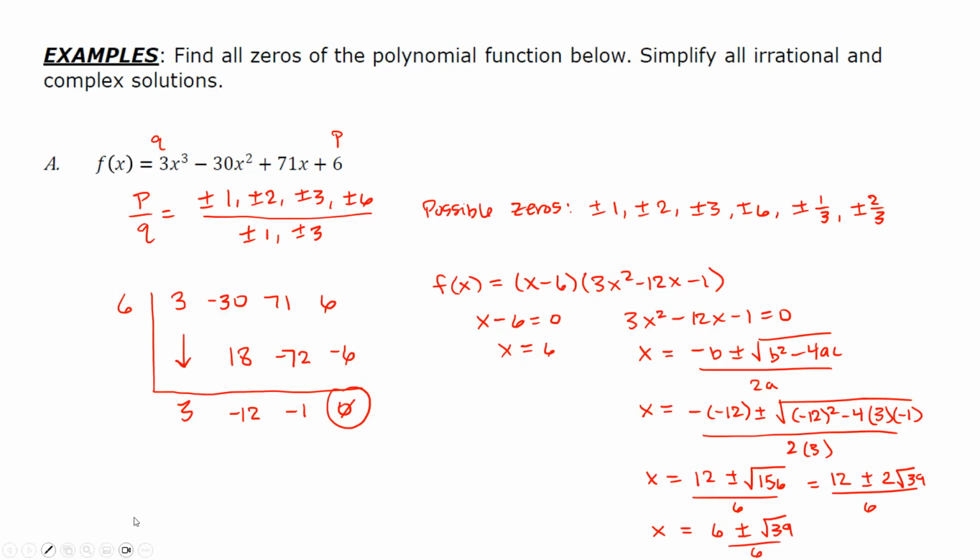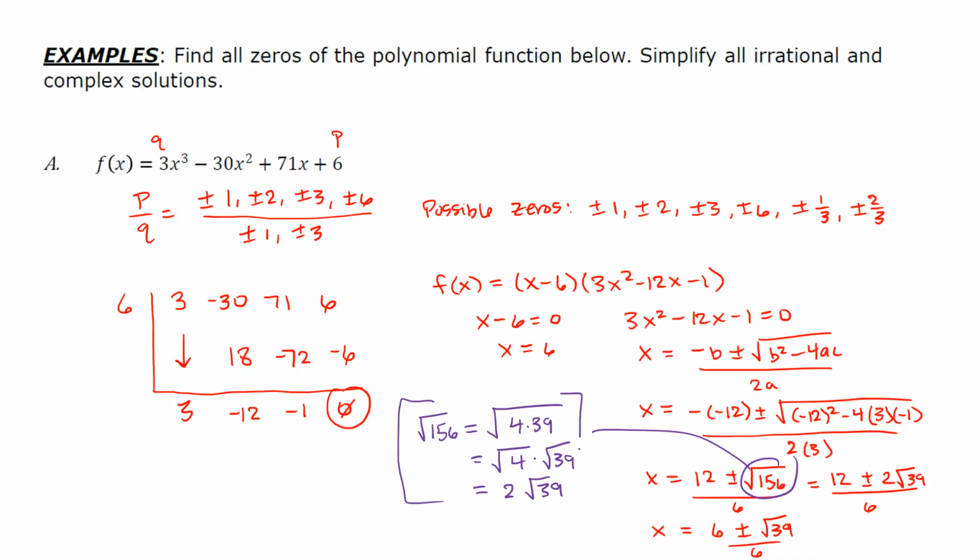So just for review with square roots, if I have the square root of 156 and I'm trying to simplify it, I want to find a perfect square that is a factor of 156, and that is 4. So 4 times 39 equals 156. Using the properties, I can split the square root into 2 factors, which will allow me to simplify the square root of 4, giving me 2 square root 39.